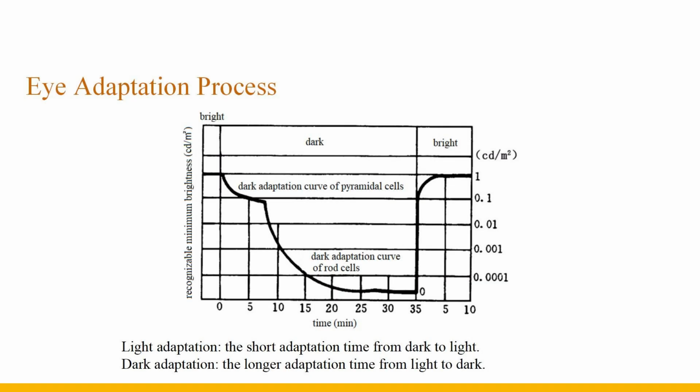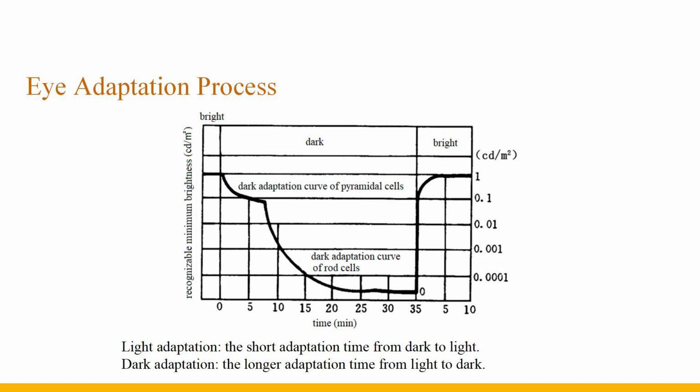Adaptation refers to the process that when the light environment changes, the human eye suddenly changes from seeing clearly to seeing blurred, and then sees clearly again after a period of time. The short adaptation time from dark to light is called light adaptation. The longer adaptation time from light to dark is called dark adaptation.